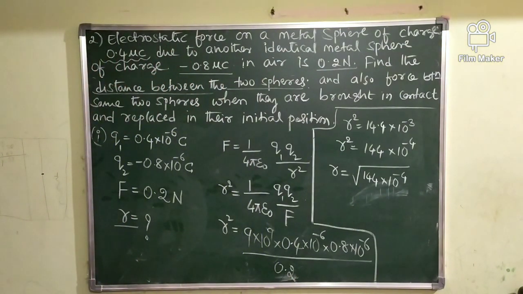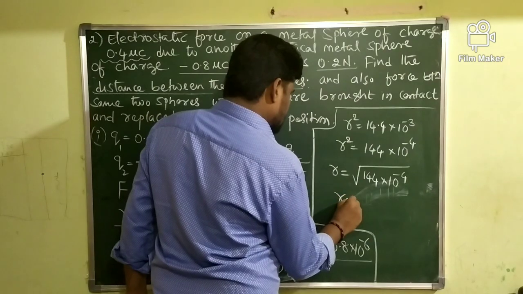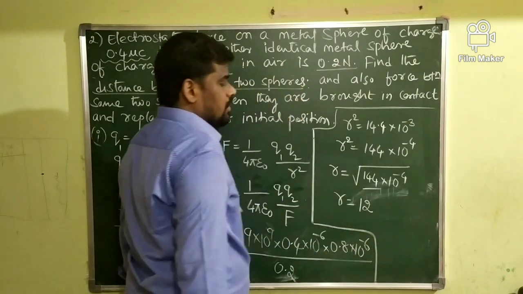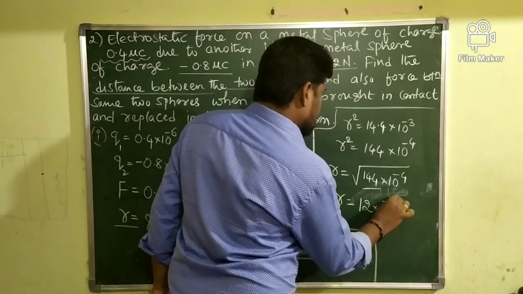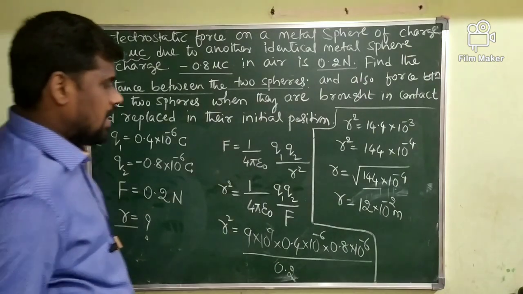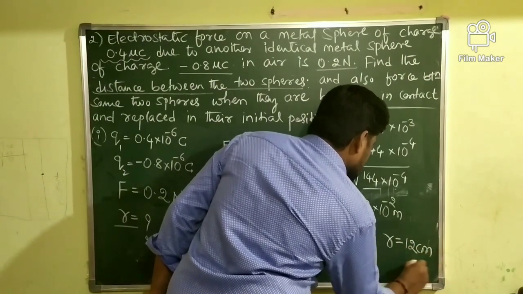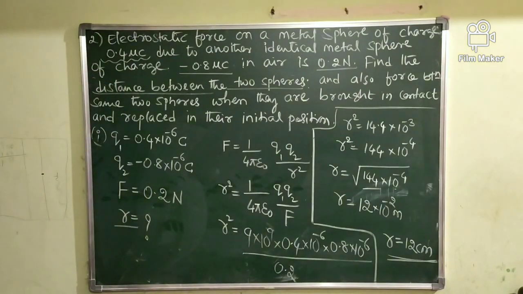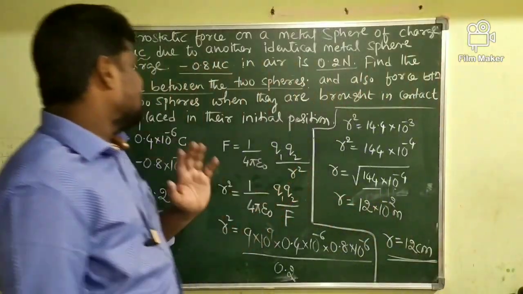What is the square root of 144? Of course it is 12. Therefore R equals, what can I write? 144, square root is 12. 10 to the power minus 4, square root is 10 power minus 2 meter. 12 into 10 power minus 2 meter, or else simply I can take it as 12 centimeter. The distance between the two charged spheres is how much? 12 centimeter.